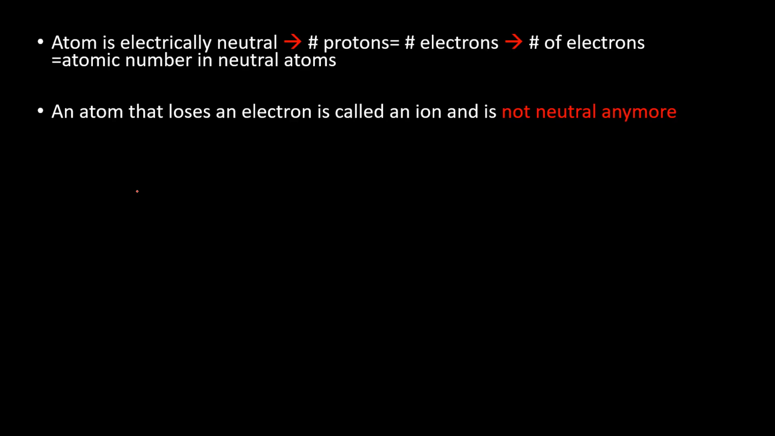Now, atoms are normally electrically neutral. That is, they have no net charge. Because protons are positive and electrons are negative, the number of protons must equal the number of electrons to cancel out all the charge in an atom. So, the number of electrons also equals the atomic number.